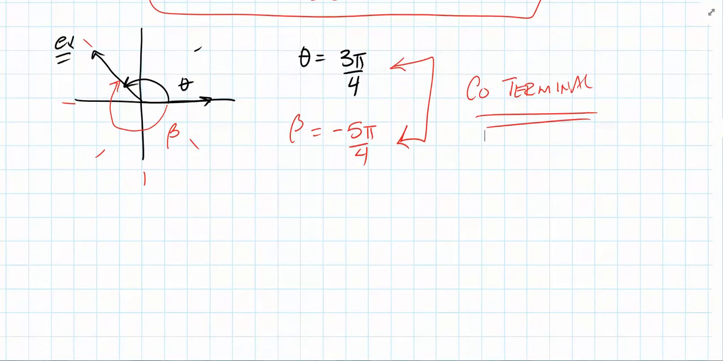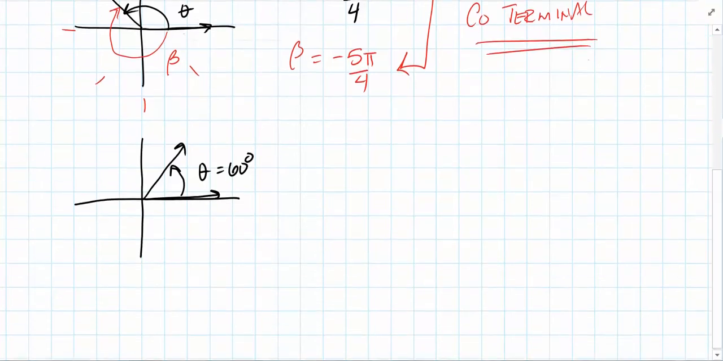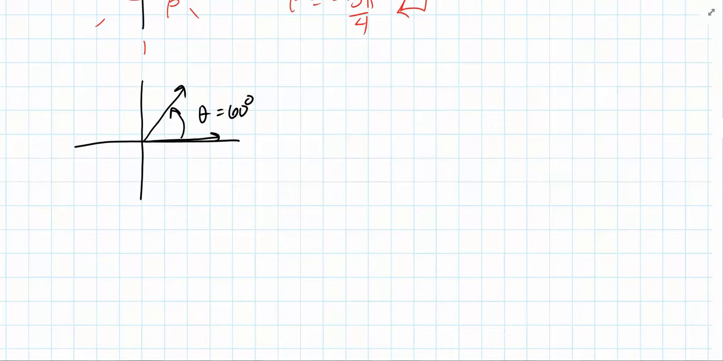All right, let me give you another one here. Let me give it to you in degrees. So what if I gave you an angle of 60 degrees? Theta is equal to 60 degrees. Could you find another angle that's coterminal with 60 degrees? Give me one. What do you think? 120? Is that the same terminal side?